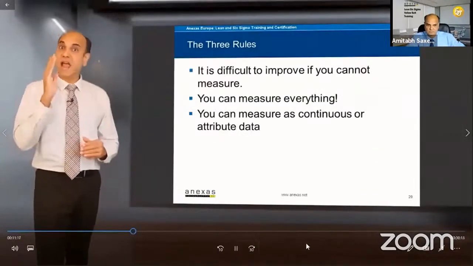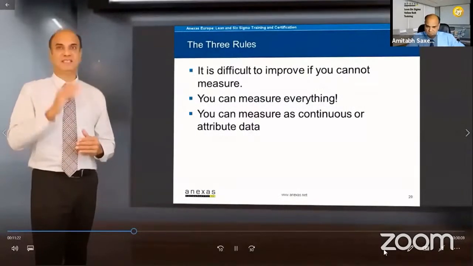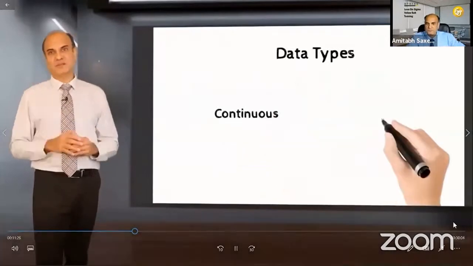Then probably it is attribute data. Now let me tell you, how can you measure anything? There are two types of data, continuous data and attribute data.